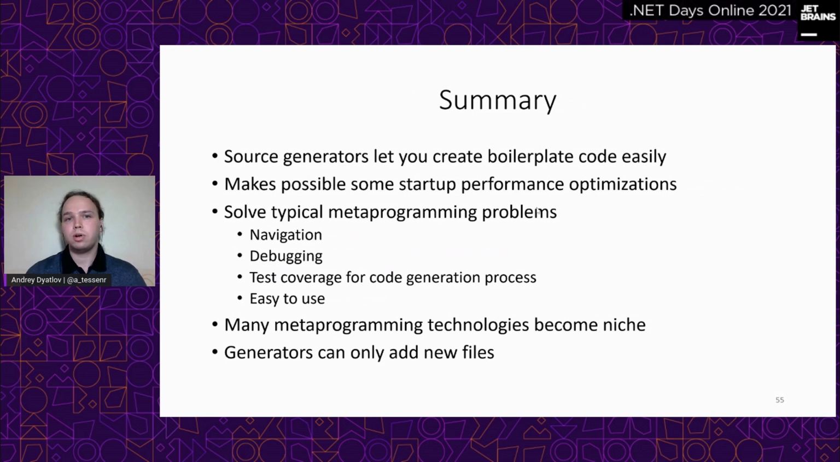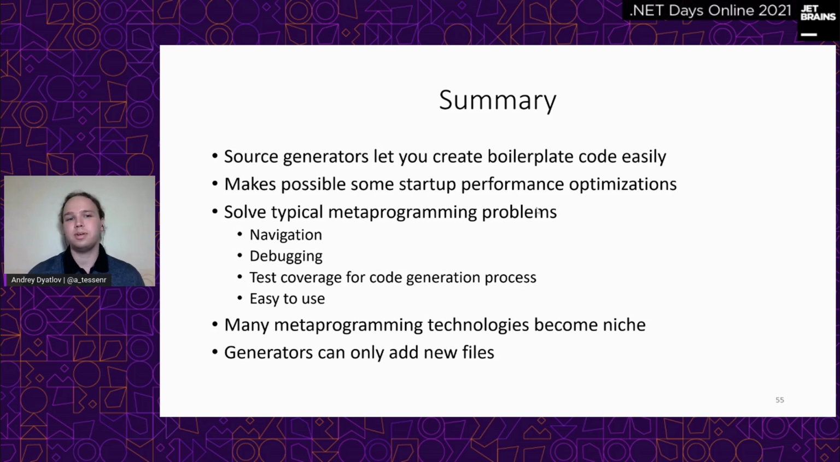And to wrap it up, source generators let you create boilerplate code easily, which makes it possible to do some performance optimizations at startup, for example, by eliminating reflection. And they solve a lot of typical metaprogramming problems, such as navigation to the generated code and debugging, and test coverage for the code generation process. And finally, they're easy to use, because writing something as a string is something we do every day in the code editor.